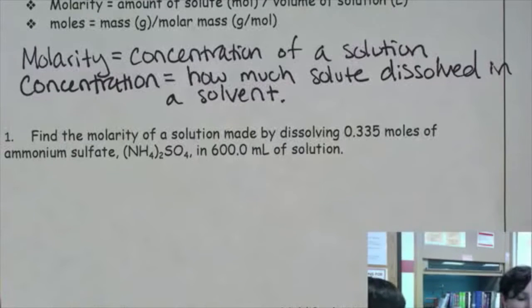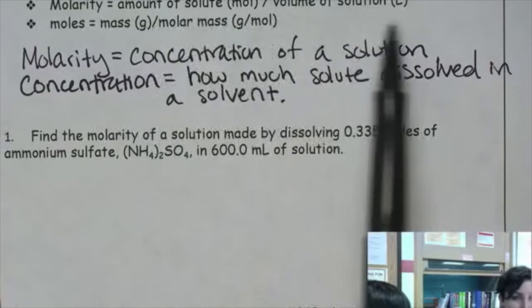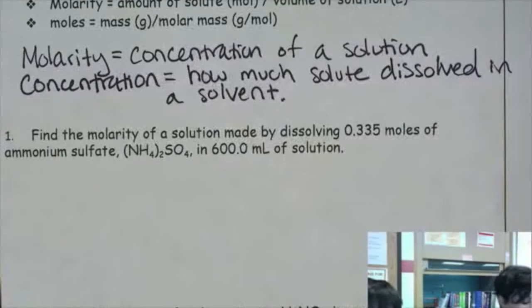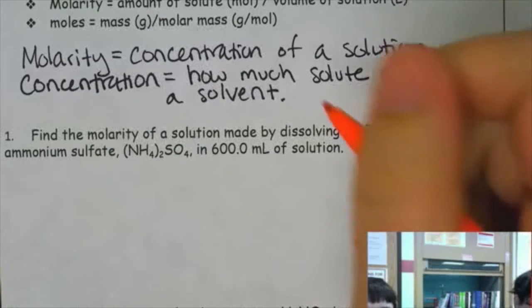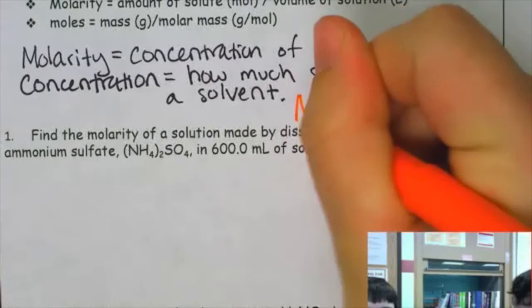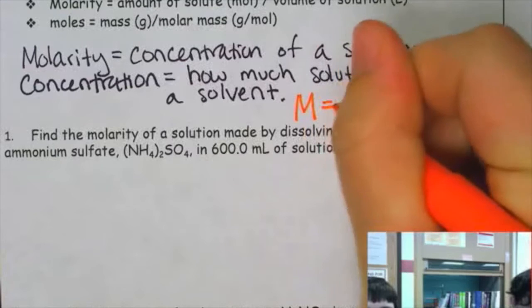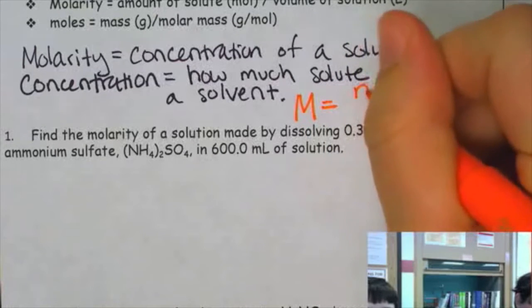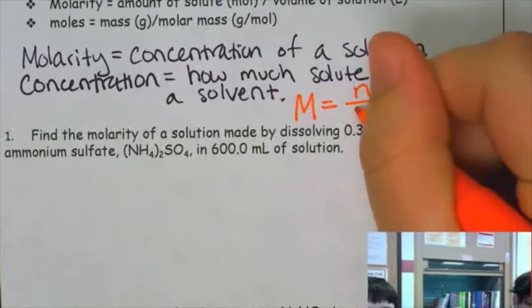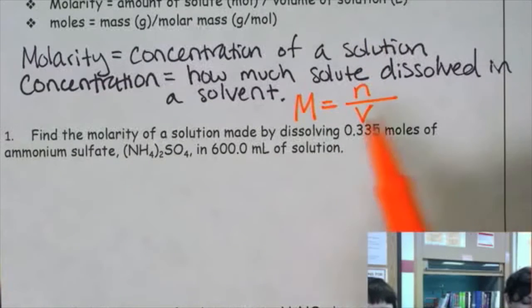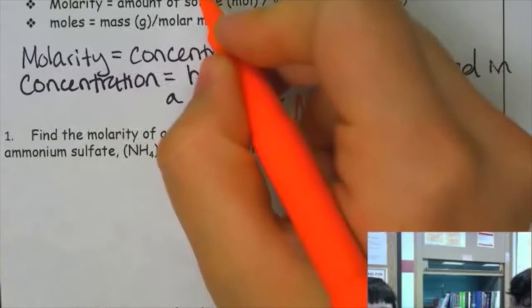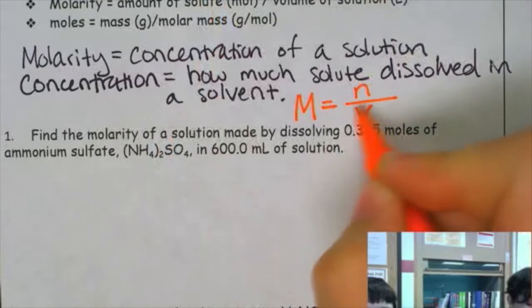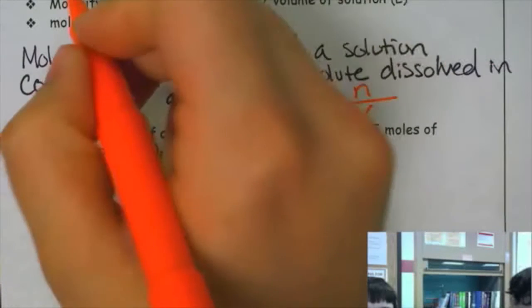So these are kind of written in formula form, but I wanted to write it out a little bit better, just to make it more clear. Molarity we write as an M, and it is equal to moles over volume, so n over V, right? N is moles, V is our volume, and molarity is M.